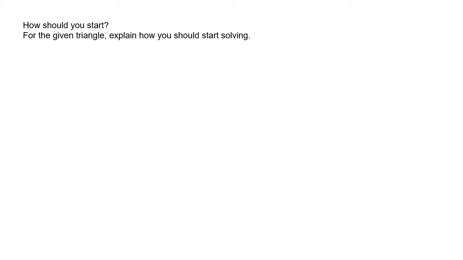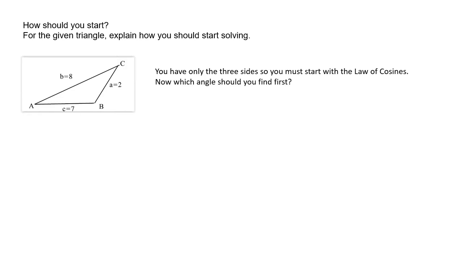How should you start? For the given triangle, explain how you should start solving. You have only the three sides, so you must start with the law of cosines. Now, which angle should you find first? Angle A. Since A is the smallest side, you should be finding angle A. Therefore, you would not have an ambiguous case.